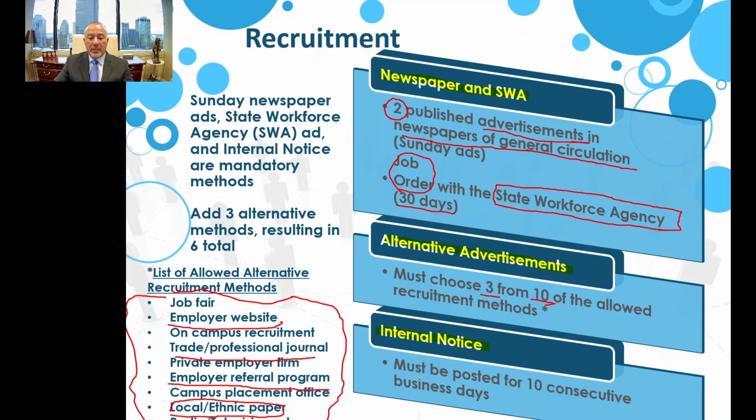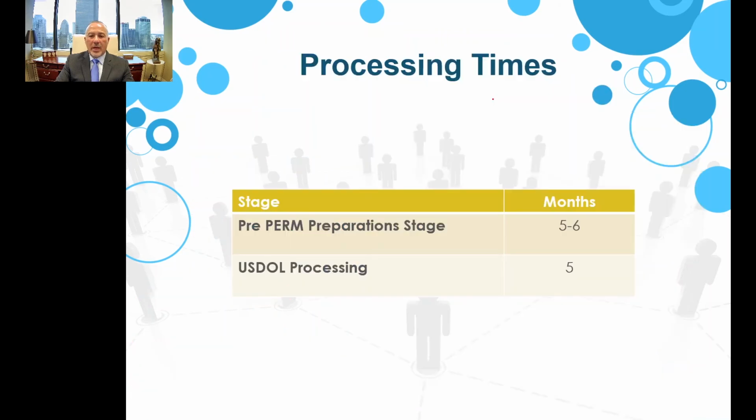And then finally, internal notice has to be posted at the work site for 10 consecutive business days. Sometimes my clients miss that. Business days, not including Saturdays, Sundays, or holidays. 10 consecutive business days. So once you have done the recruitment and the quiet period has elapsed and no one is qualified for the job, or anybody who applied is disqualified, then we're ready to file the PERM application online.